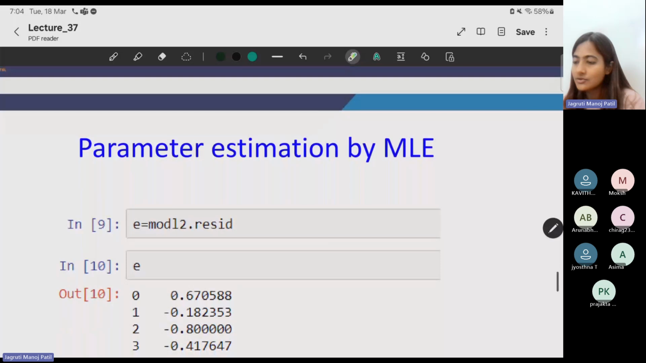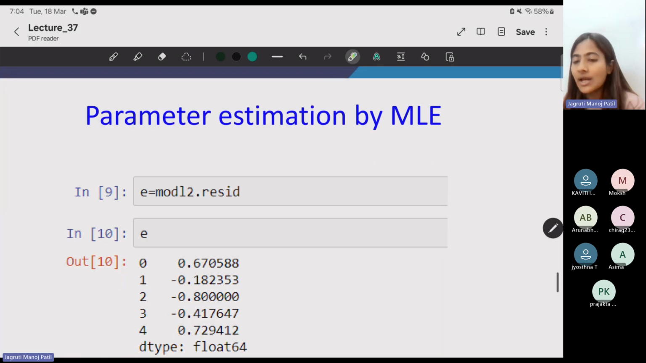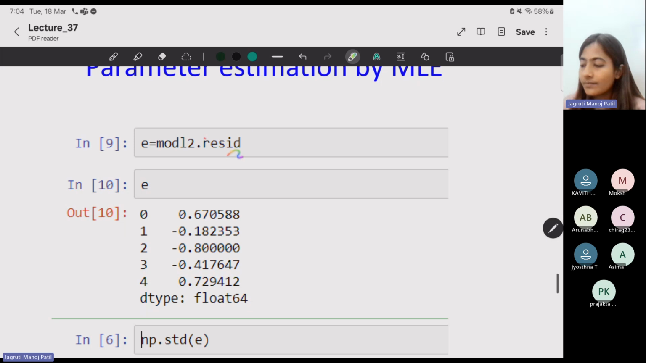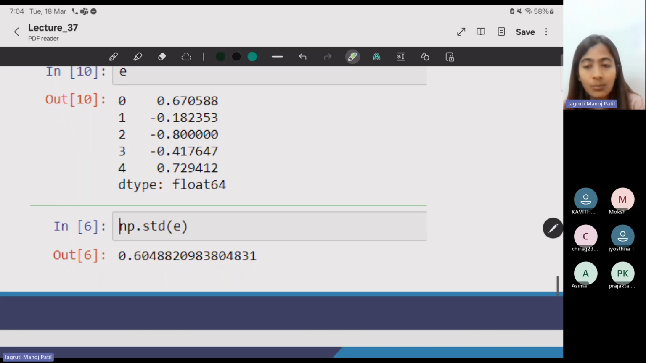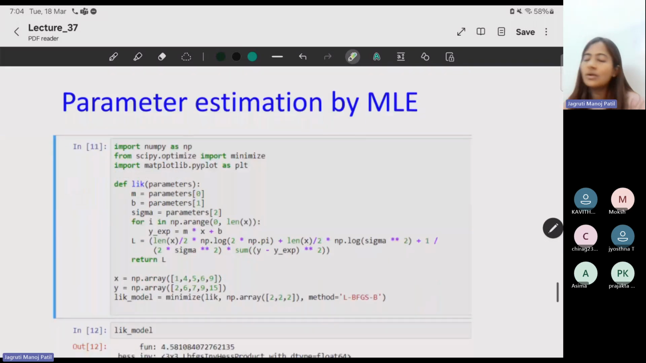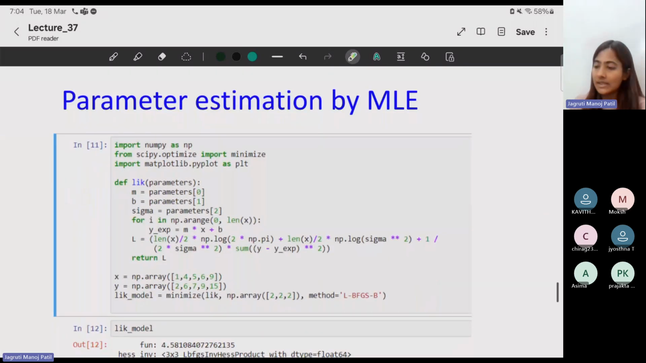Now I want to estimate the values using MLE also. This I only did using the regression analysis. What I'll do now is find the residual. I take the residual, and now what I want is the error term. So that's my standard error. I'll find the standard deviation of the error term, np dot standard deviation of the error. I got it as 0.0604. So I'll now compute it using MLE.